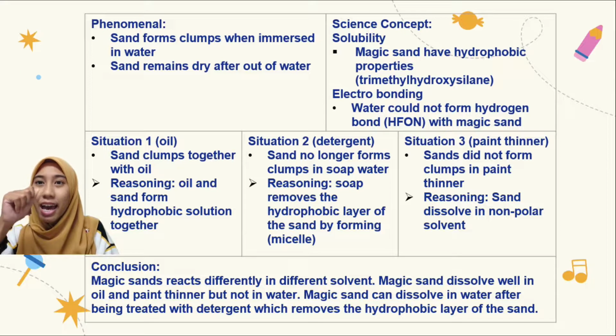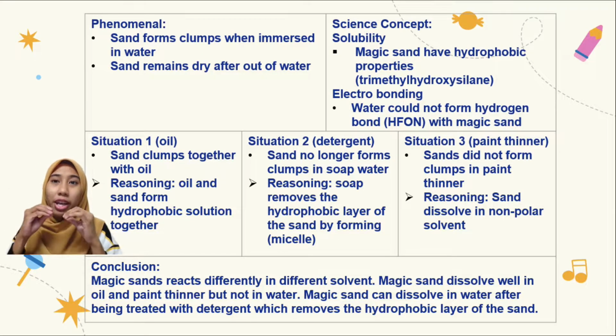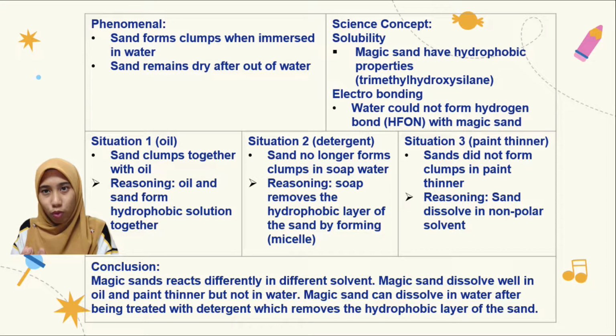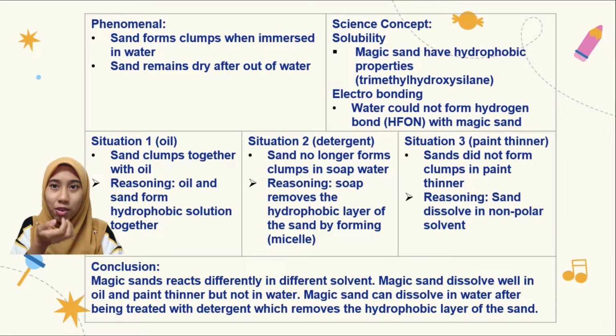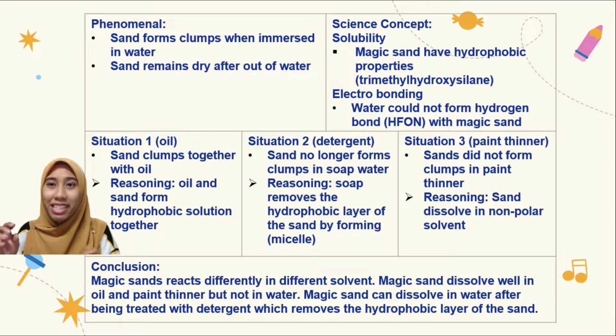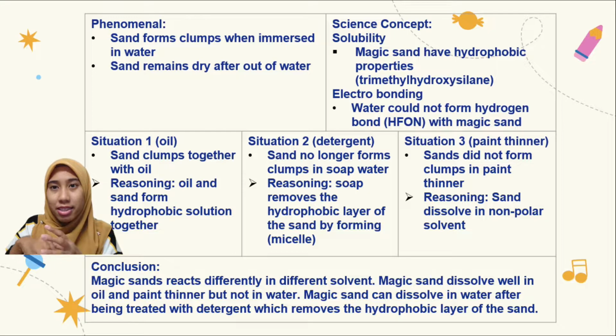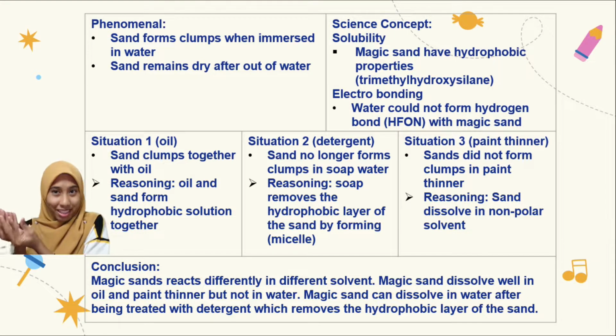The first science concept in the magic toy, magic sand, is solubility. When you immerse the magic sand in water, it will not dissolve. That's why it forms clumps like the ones in the video. The magic sand is actually normal sand, but it is coated with a hydrophobic substance, trimethylsilanol. It is hydrophobic, so it fears the water. When it is immersed in water, that's why it forms clumps.